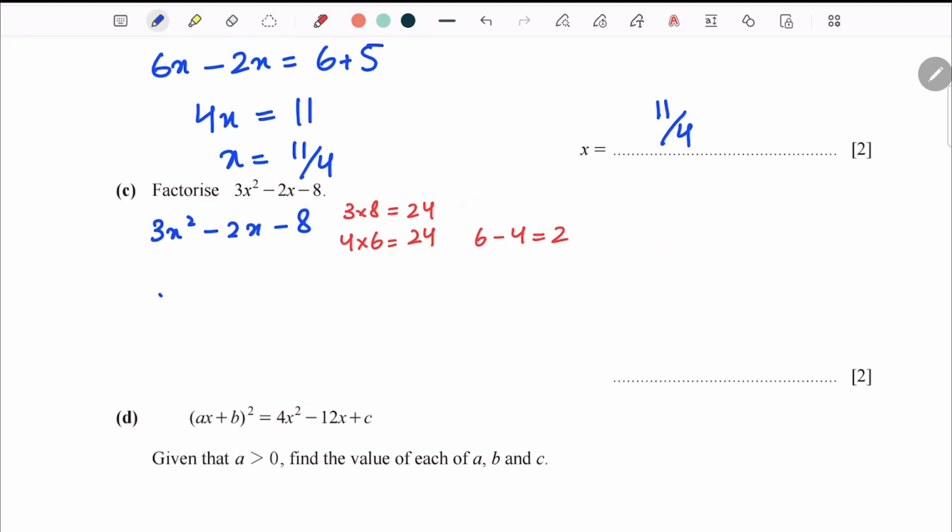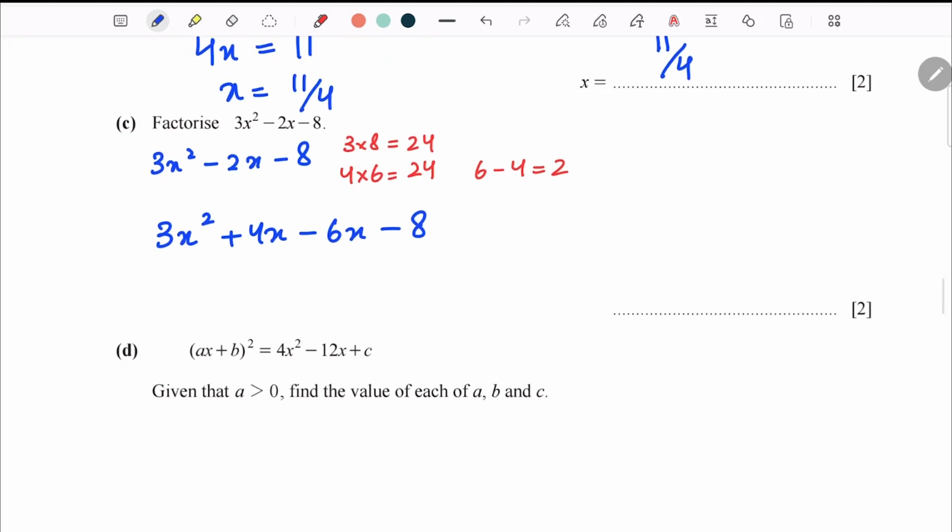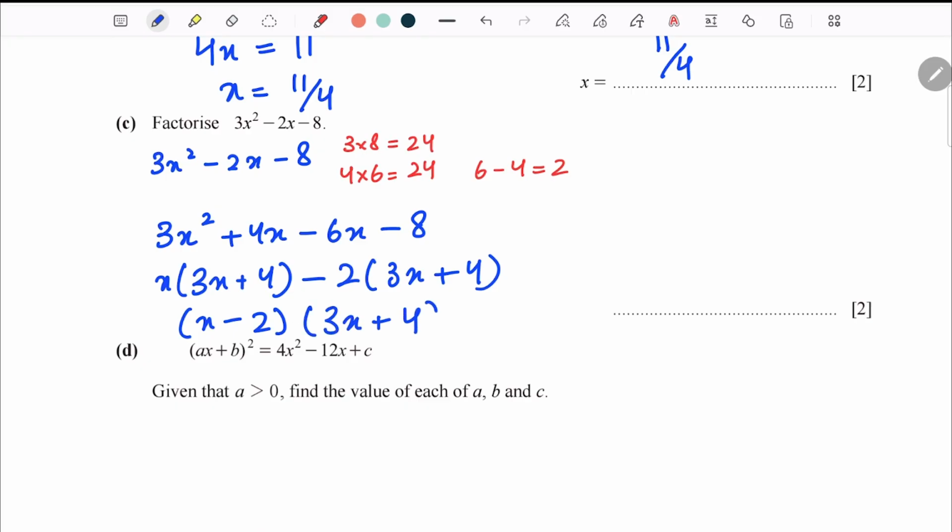So by middle term breaking I'll be solving this. 3x square plus 4x minus 6x minus 8. I'll take x common, 3x plus 4, and here I'll take 2 common, 3x plus 4. This minus is being taken common, so this sign will be plus because minus and minus are plus. The final factorized form will be x minus 2 and 3x plus 4.